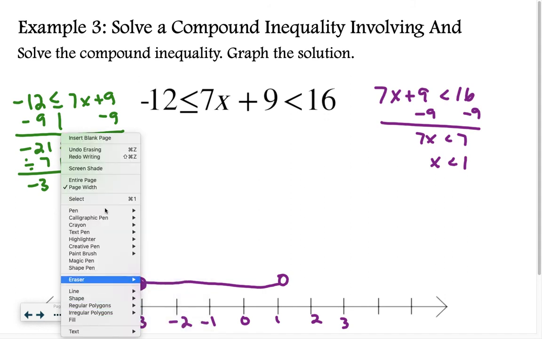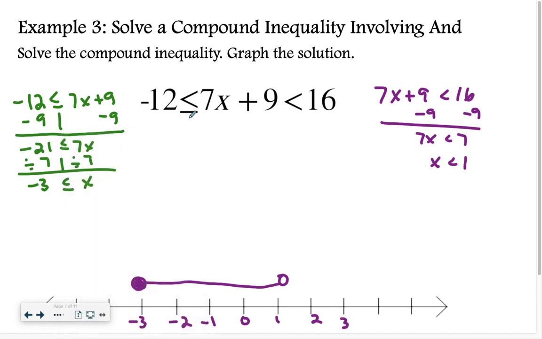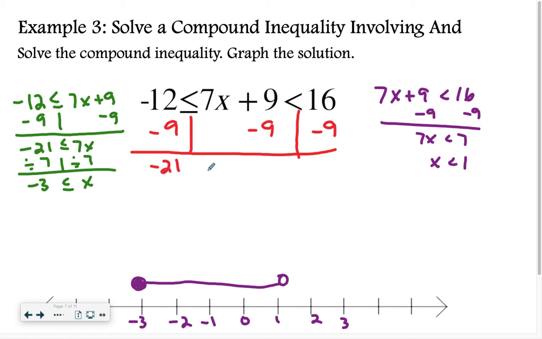I'm actually going to use a color I have not used yet. So instead of just moving it from one side to the other, if I subtract 9 from the middle because I want 7x by itself, I have to subtract 9 from every side of those inequalities. So negative 12 minus 9 would be negative 21. We have is less than or equal to 7x is less than 16 minus 9 is 7.